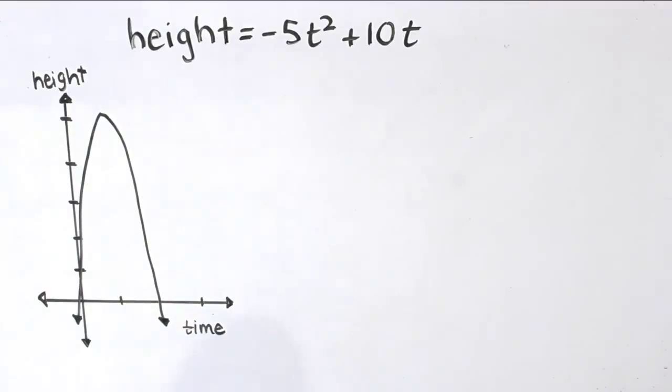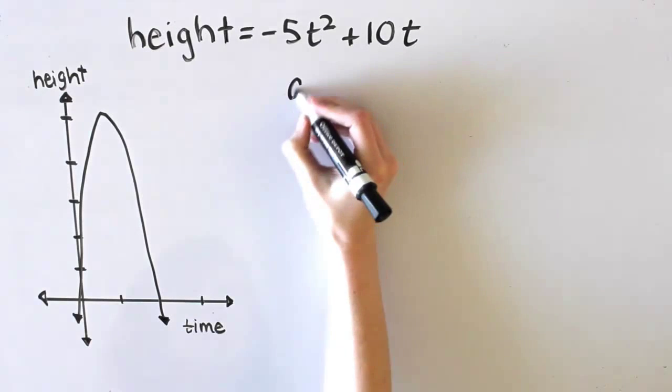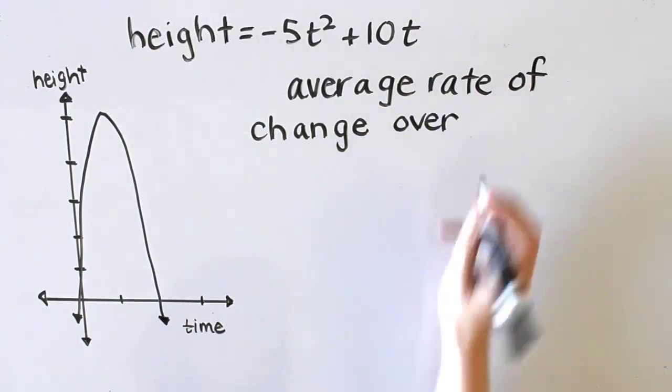The first thing I want to find is the average velocity of the rocket during the first second that it's in motion. Velocity is the rate of change of position, so we can find average velocity by finding the average rate of change of the function.